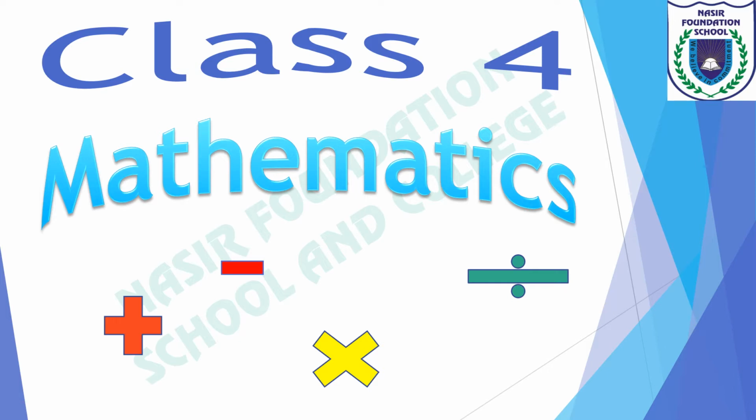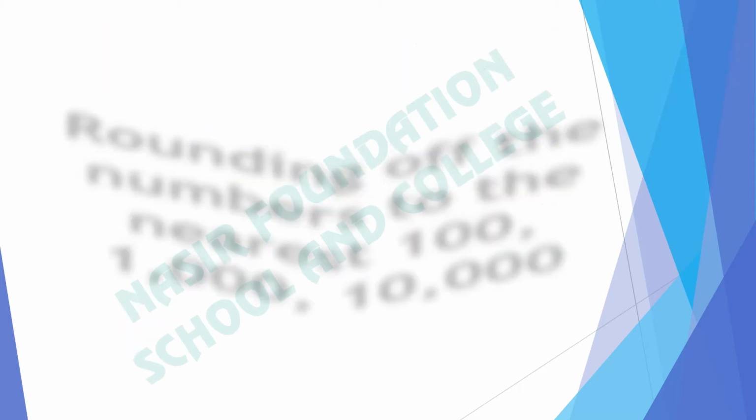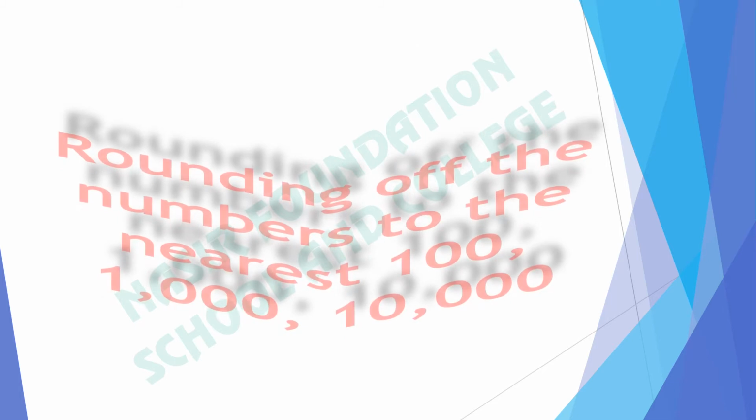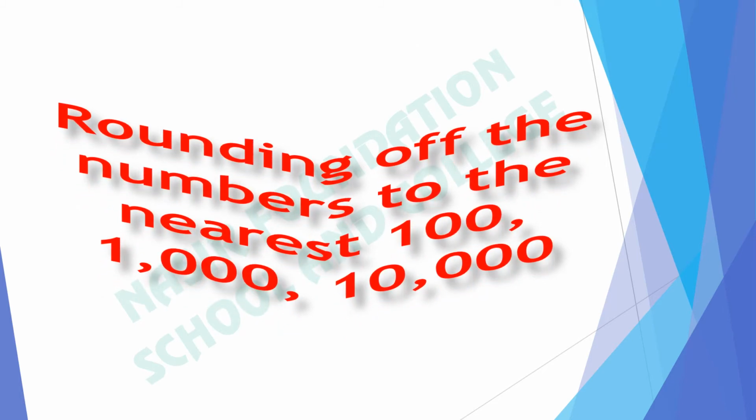In the previous lecture we discussed how to round off the numbers to the nearest 10. In this video we will learn how to round off the numbers to the nearest 100 and 1000. Today our topic is rounding of the numbers to the nearest 100, 1000 and 10,000.